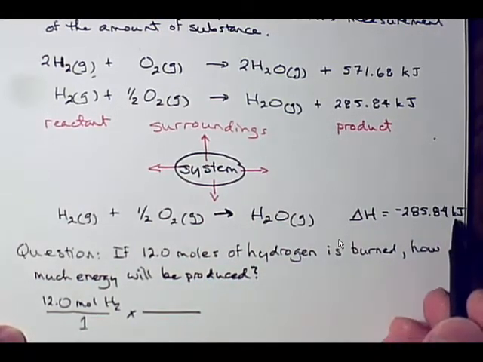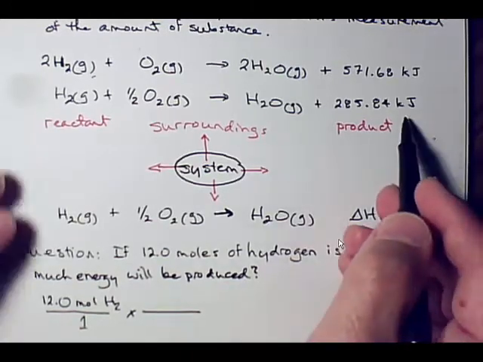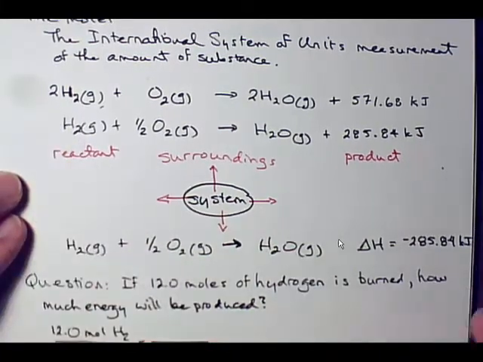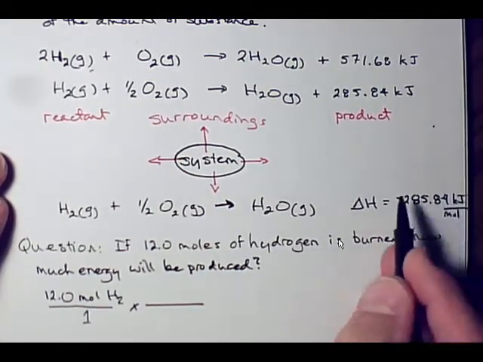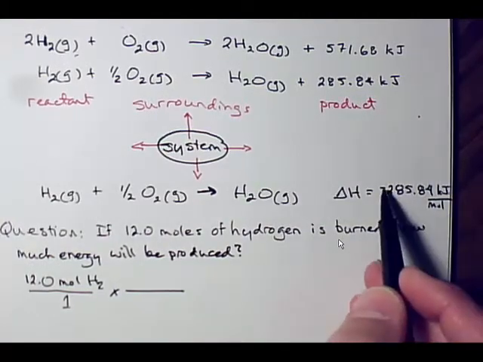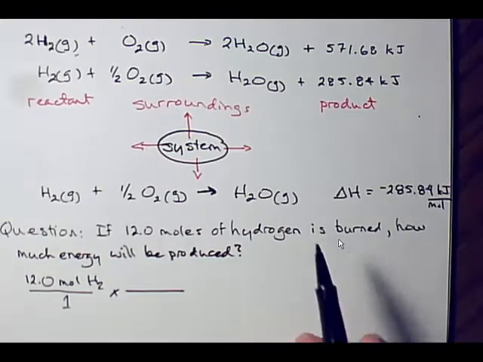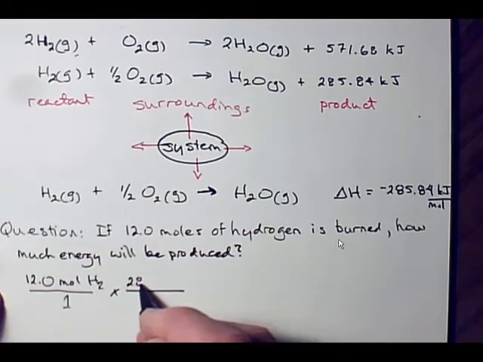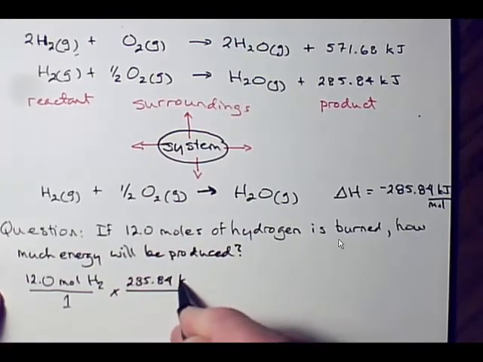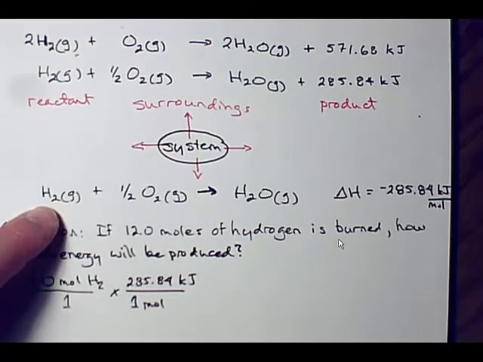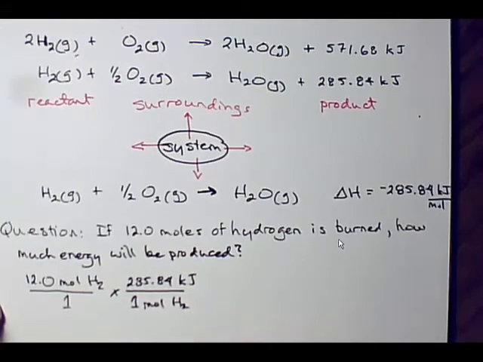So what we have here is kilojoules per mole. And when we put in the equation here, this is this many kilojoules for every mole of this. So it basically gives us the conversion we need, only it has to be the opposite sign of this one, because we're talking about what's being delivered to the surroundings. All right, so it's 285.84 kilojoules per mole, and per mole of what? Per mole of H2. That's the fuel.